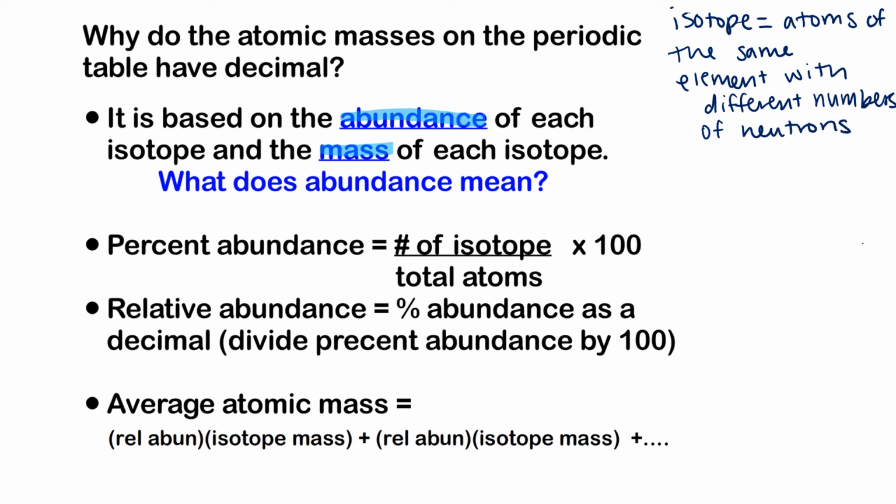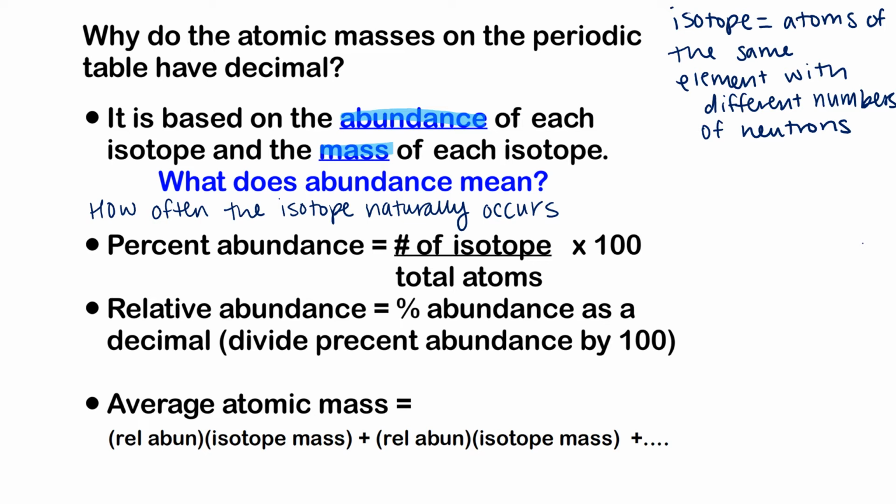So we know that we're looking at these two factors of an isotope, the abundance and the mass. But what does that word abundance mean? Well, simply put, abundance is how often the isotope naturally occurs. Things that occur more often in nature are going to have a higher abundance. Things that occur less often in nature are going to have a lower abundance.